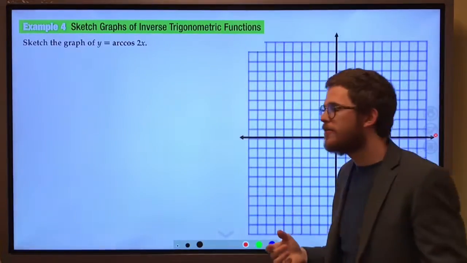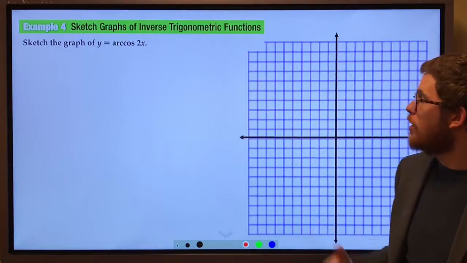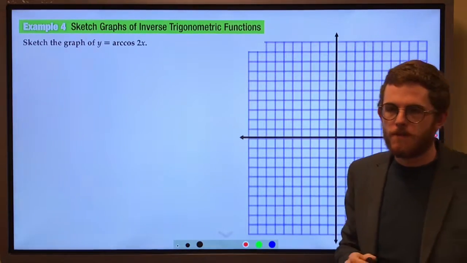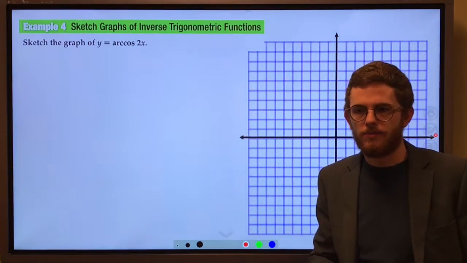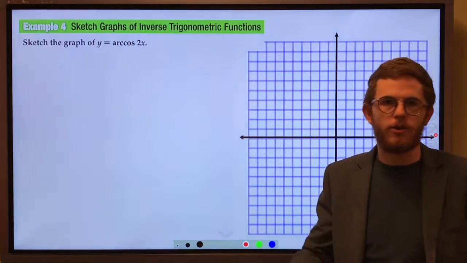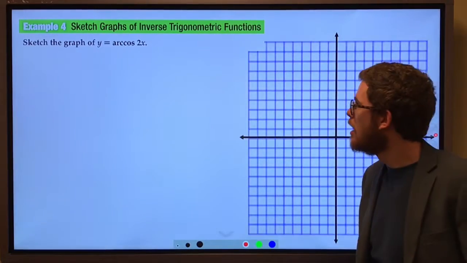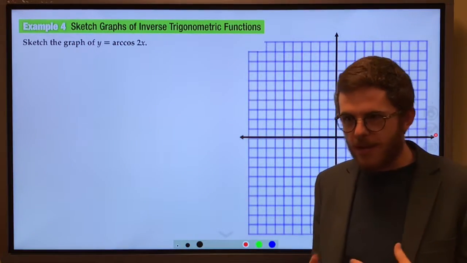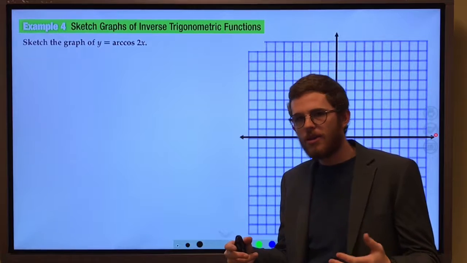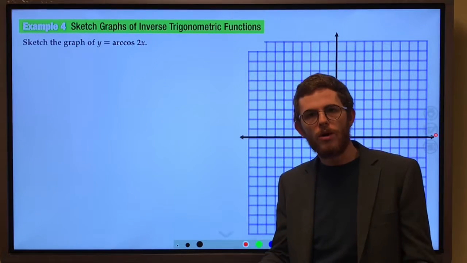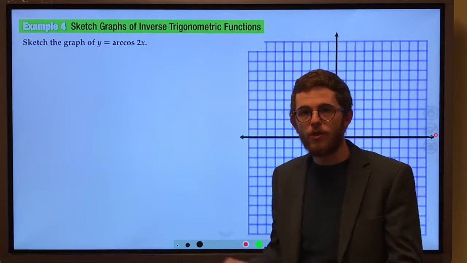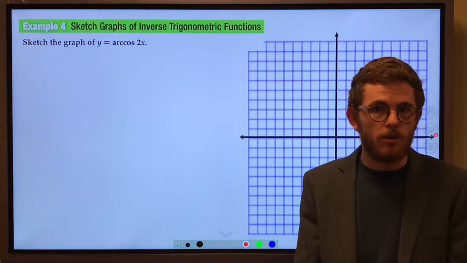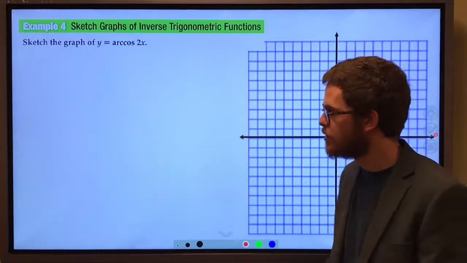All right, we're going to look at graphing an arc cosine function, but really this method can work for any of the inverse sine, inverse cosine, inverse tangent functions. The first thing we need to remember is because cosine is not one-to-one, the inverse of cosine is not going to be a function. So we have restricted the domain when we look at our inverse cosine function.